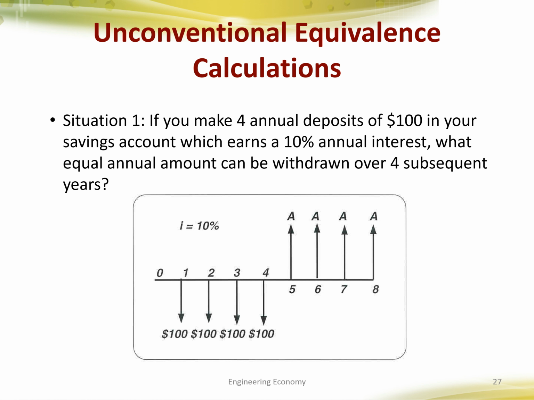In order to compute, you probably have this idea already. We need to compute an equivalence. These 4 deposits should be equivalent to these 4 A's. These 4 deposits are of the same value, and these 4 A's are of the same value. However, they occur at different times. So there are many ways to do it. Basically, we are looking at the equivalence of these 4 values and these 4 values.